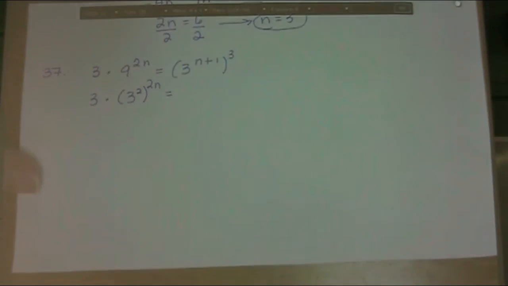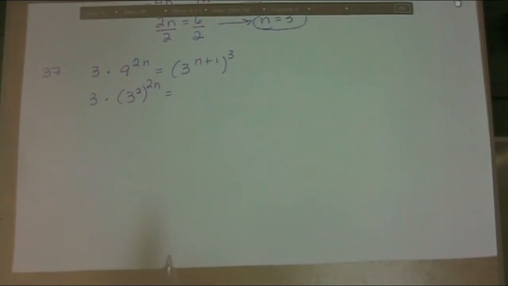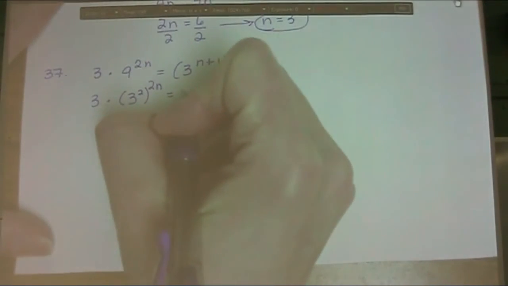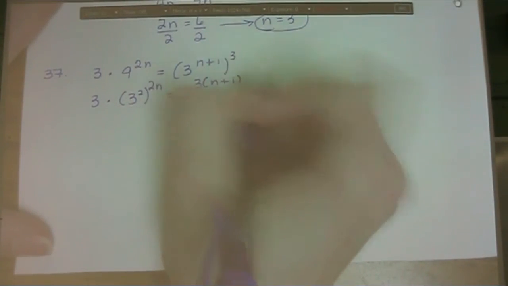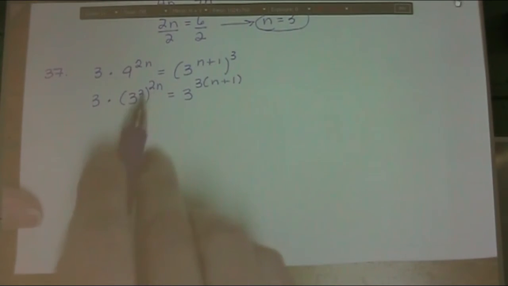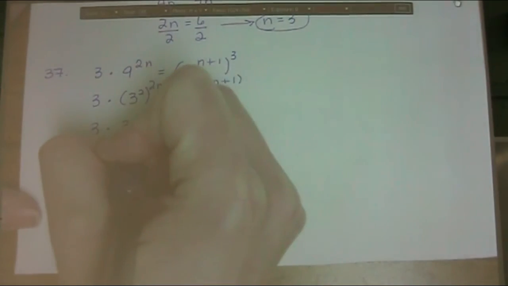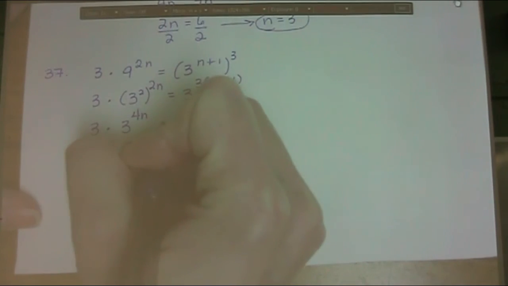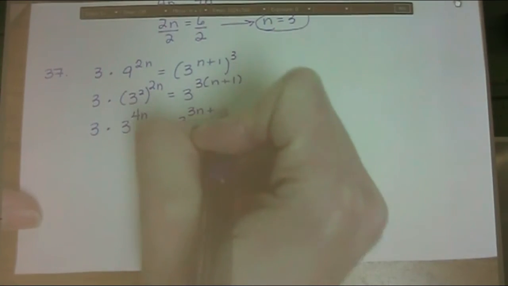And on this side of the equation, I already have the right base, so I just need to multiply my exponents. I'm going to use my power rule. So this is 3 to the 3 times n plus 1 power. In my next step, I'm going to distribute that. All right, back to the left-hand side, I'm going to use my power rule here to multiply these exponents, and I get 3 times 3, 2 times 2n is 4n, equals 3 distribute that 3, and I get 3n plus 3.